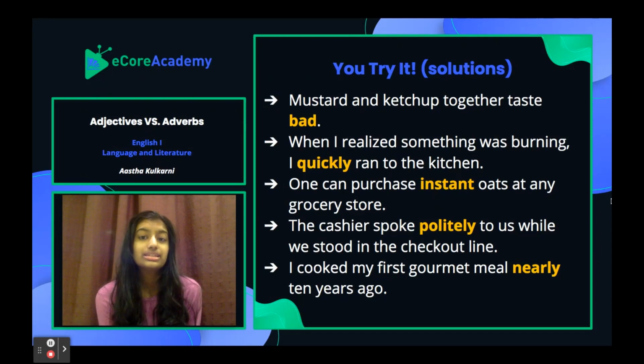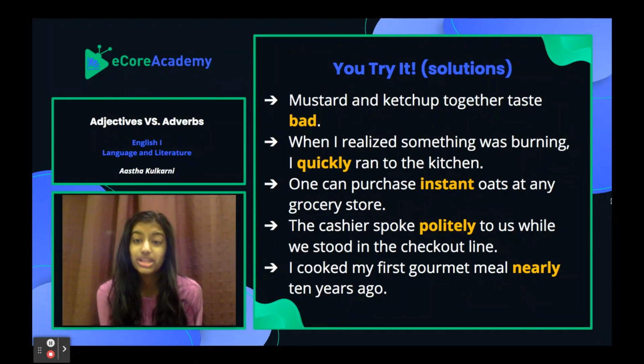One can purchase instant oats at any grocery store. You wouldn't use instantly because instant oats, in this case, is a product. It's a product of oats, so you wouldn't be able to use instantly. It would have to be instant because instant is describing the oats, which is a noun, and also the thing together is a product that is sold.